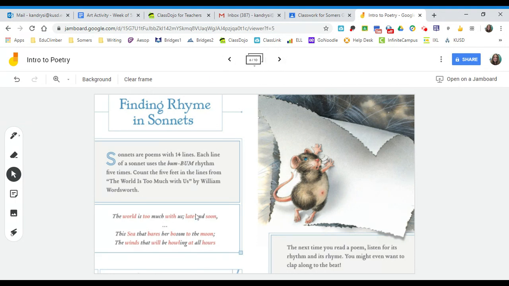And I kind of highlighted the stressed words in red here. And you can feel that ba-bum, ba-bum, ba-bum rhythm. The next time you read a poem, listen for its rhythm and its rhyme. You might even want to clap along to the beat.